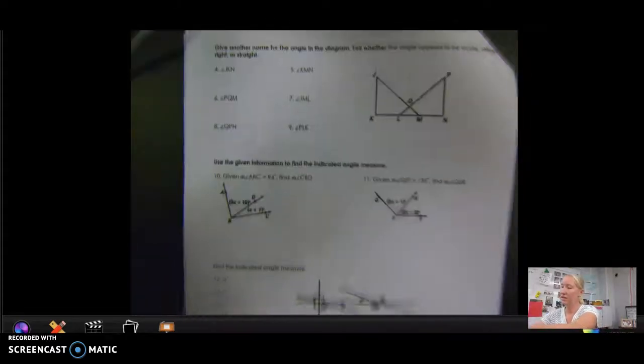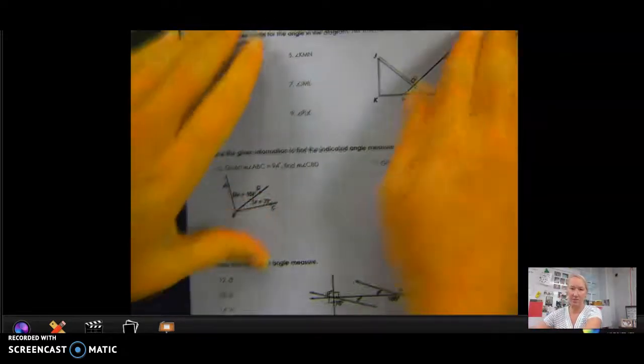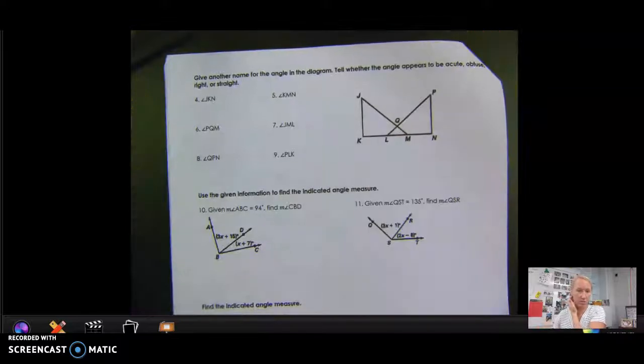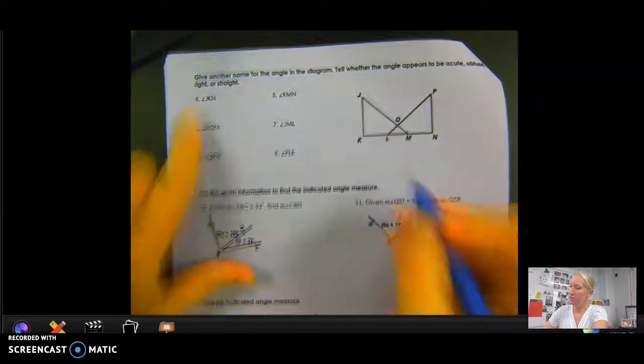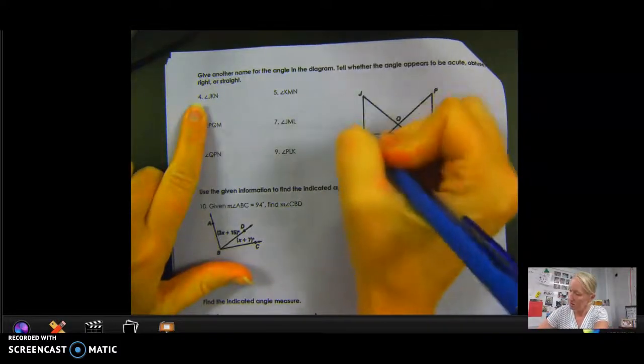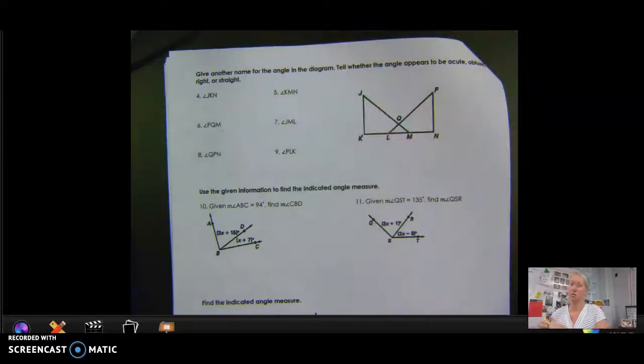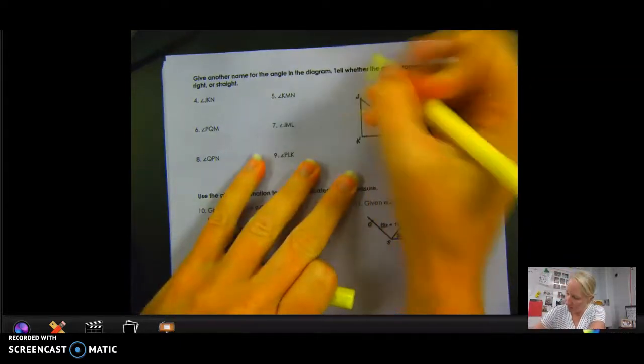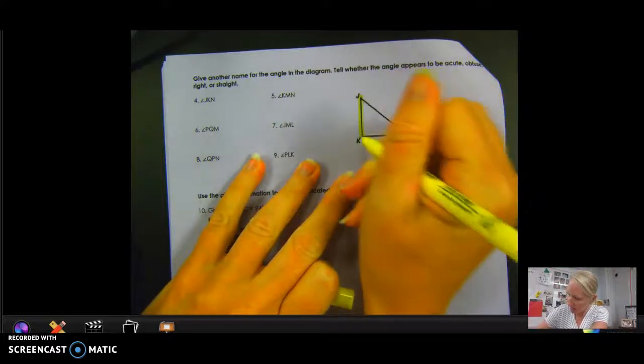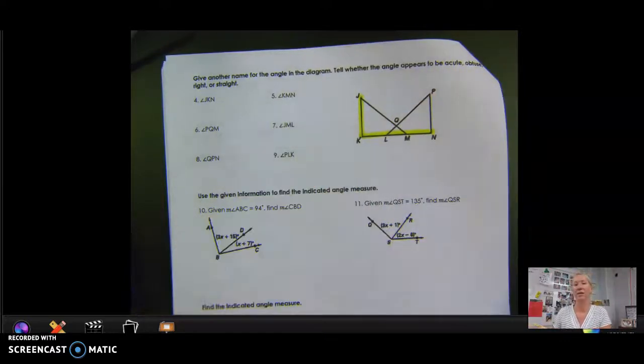Okay, next page. Give another name for the angle in the diagram and then tell whether the angle appears to be acute, obtuse, right, or straight. So first one, J to K to M. If I read it the way they tell me, J to K and then over to N, they're talking about that angle.